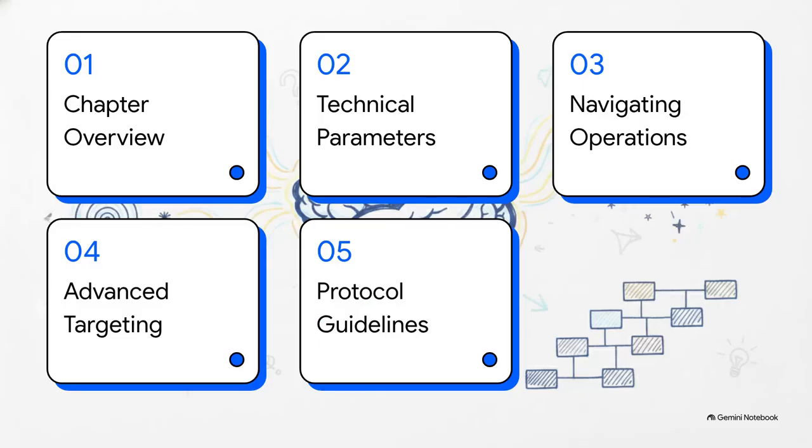Here's our table of contents for today's briefing on the mechanics of Focus 21. We'll kick things off with a chapter overview of the bridge. Then, we'll look at the technical parameters and signatures, followed by a guide on navigating out-of-body operations. After that, we are jumping into advanced multi-temporal targeting, and finally, we'll wrap up with protocol and integration guidelines to make sure your sessions are both safe and effective.